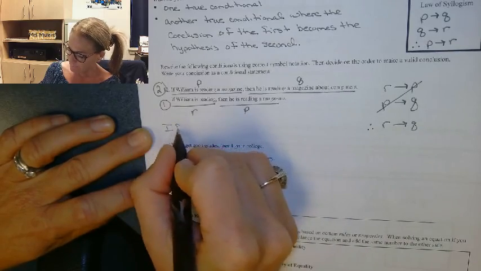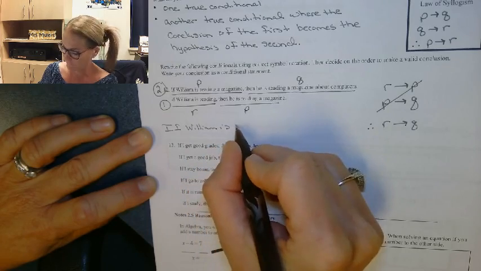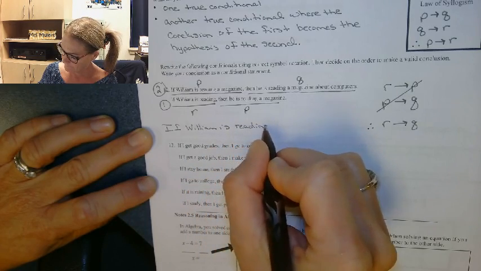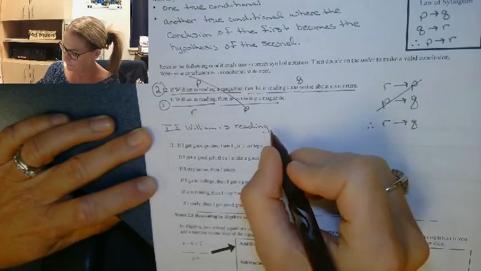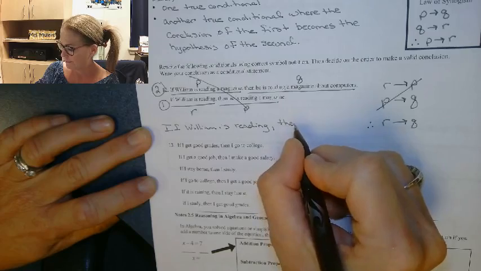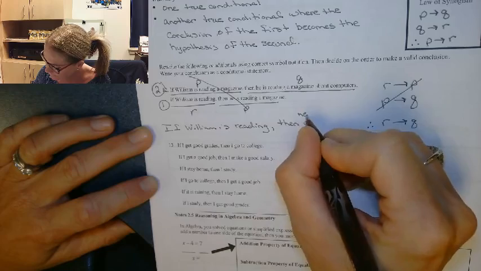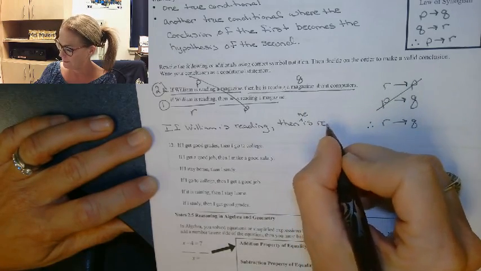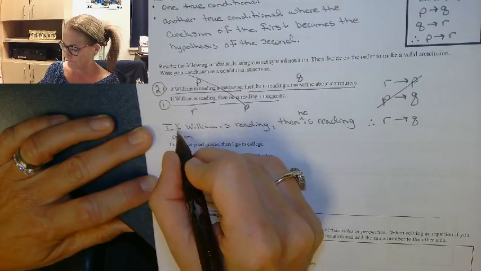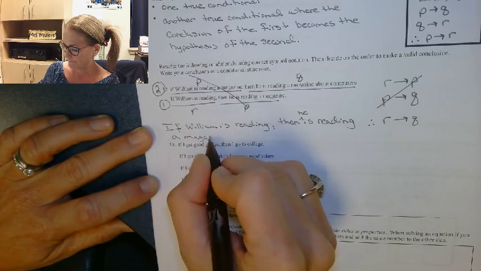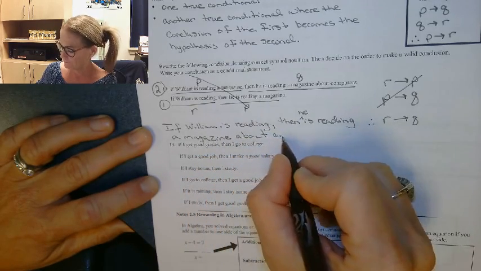So if William is reading, okay, and we're jumping through that. If William is reading, then he is reading a magazine about computers.